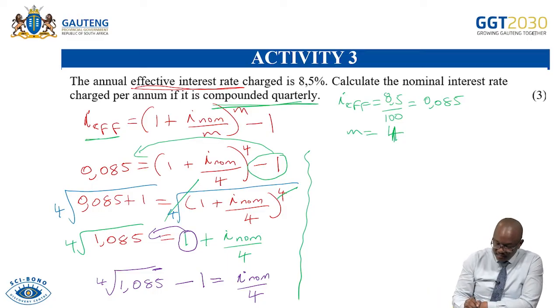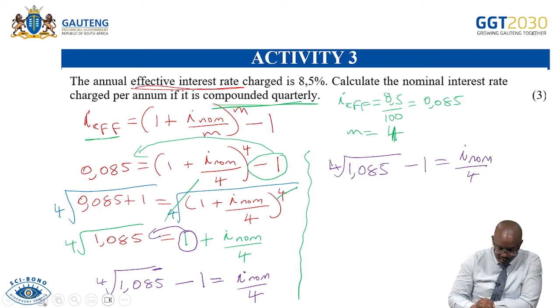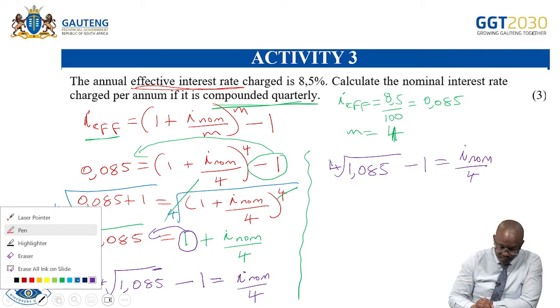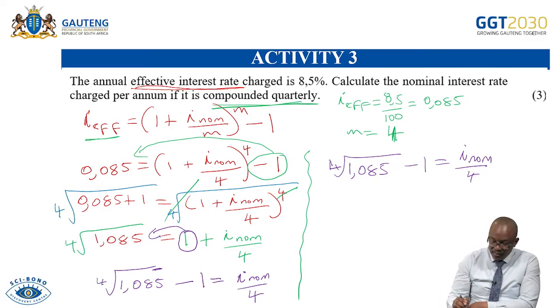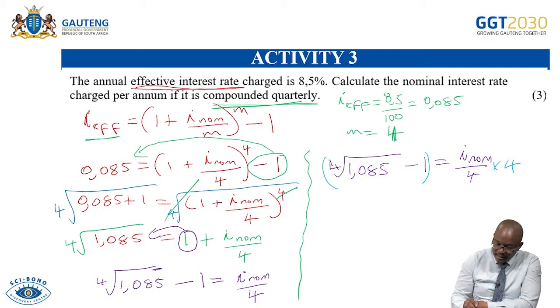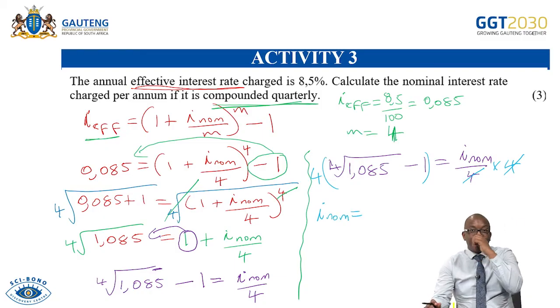We will get rid of that 4. Remember, you have your 4th root of 1.085 minus 1. Then this side, remember, we have I norm all over 4. So for us to remove the denominator, we can either cross multiply or multiply both sides by 4. I will opt for multiplying both sides by 4. Then you know that your 4 will cancel the 4 there. Then your I norm, it will be what? Now you can go and punch your calculator.